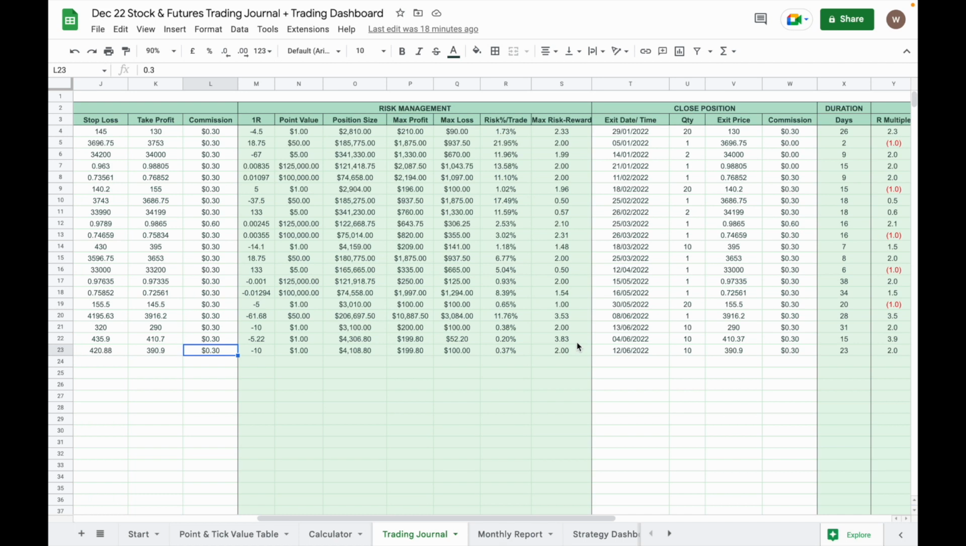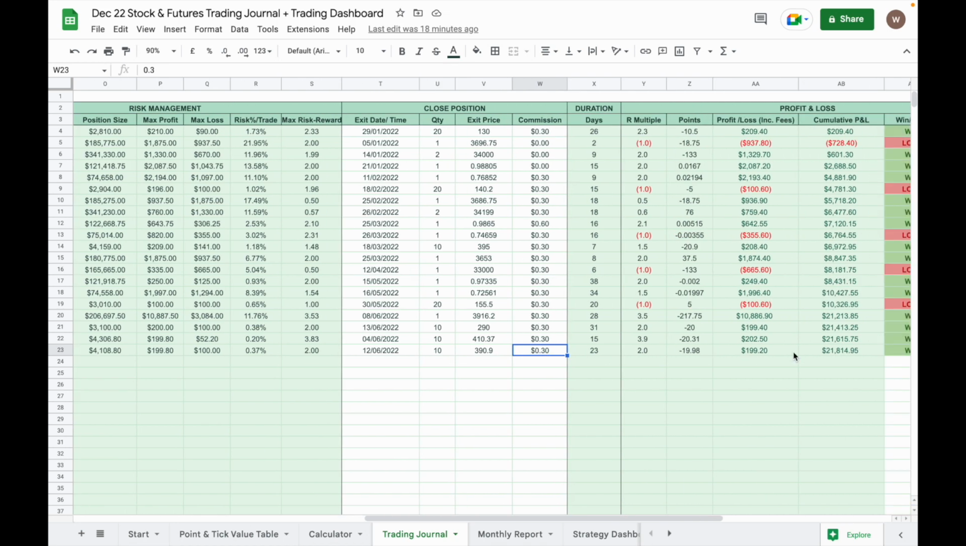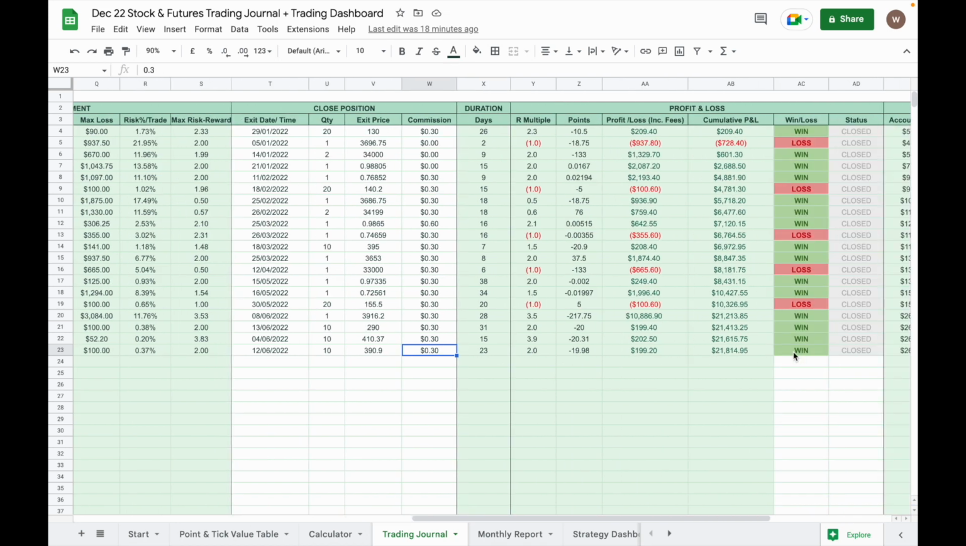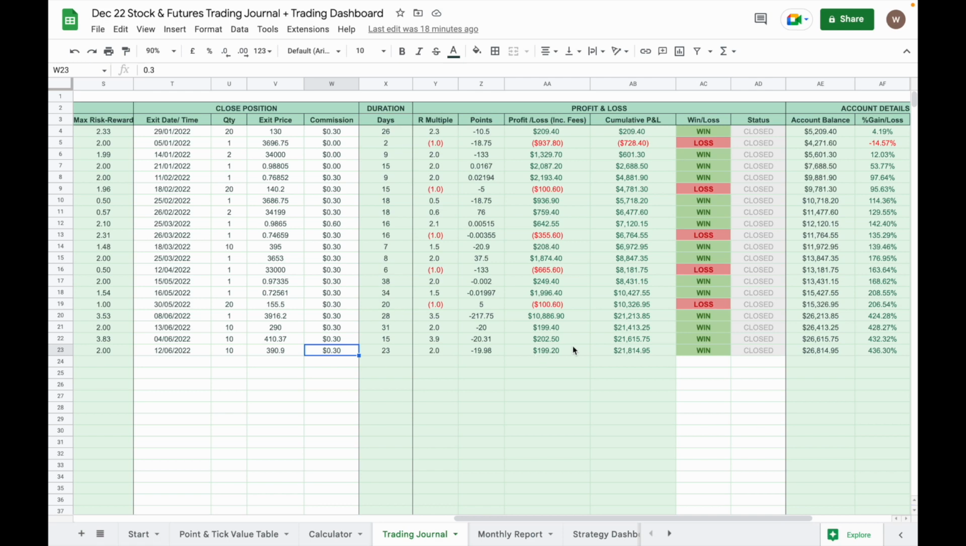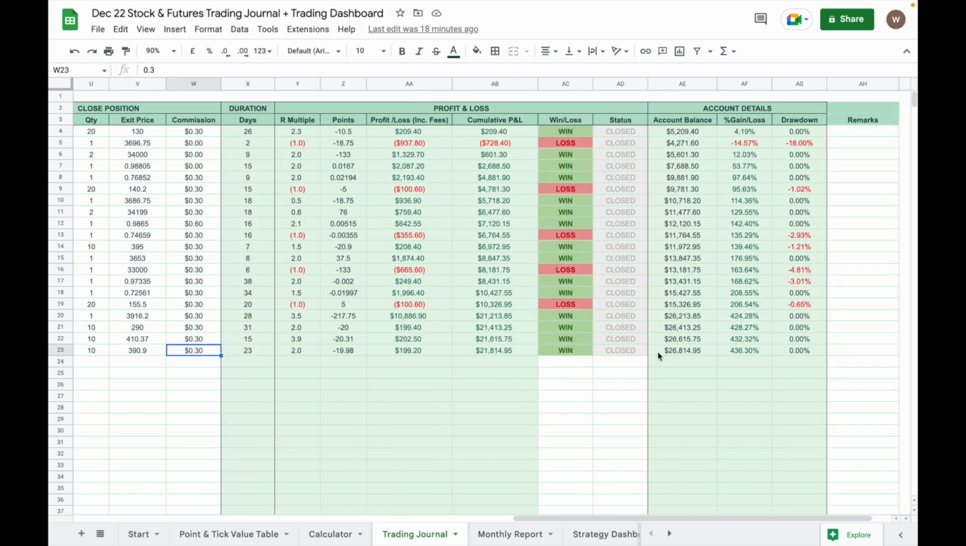After you close the trade, just input the trade detail here, such as the exit date, the number of shares you close, the exit price, and your commission. It will automatically calculate for you the number of days you were in the trade, the number of R multiple you gain from the trade, your profit and loss, your cumulative P&L, your account balance, the percentage gain or loss for your account, and your account drawdown.